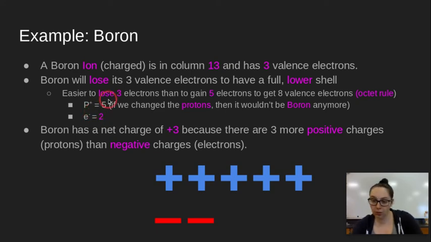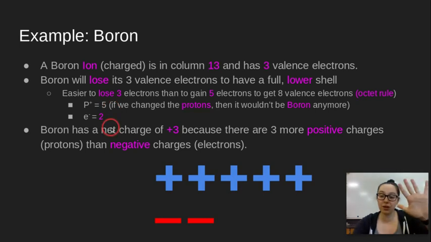Now, how do I know that? I know that my neutral atom of boron has 5 electrons. If I lose 3, 5 minus 3 is equal to 2. So I have 2 negative charges. Boron now has a net charge of plus 3 because there's 3 more positive charges than negative charges.